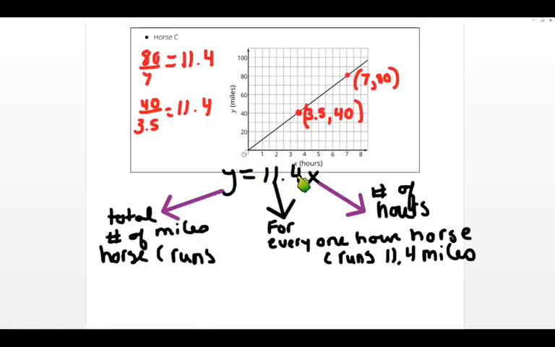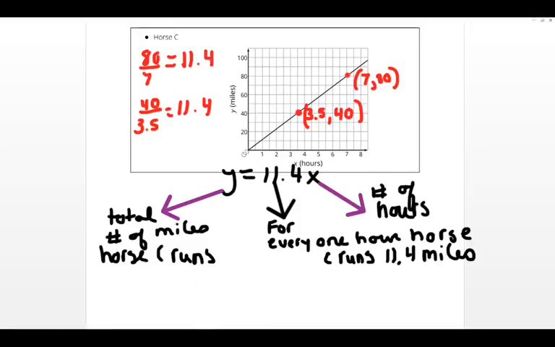Make sure you write the equation down, and again, make sure that you label x is the number of hours. 11.4 is for every 1 hour the horse runs 11.4 miles. Horse C runs 11.4 miles, and y is the total number of miles that horse C runs.